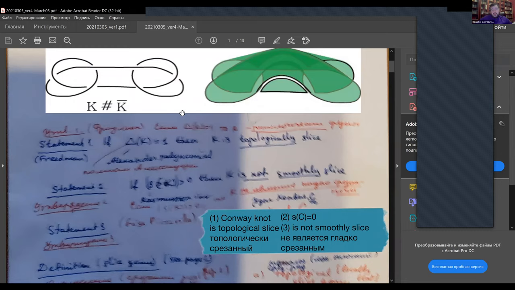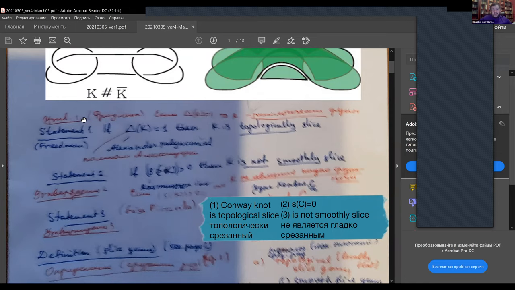So this is a smooth sliceness. And now what about topological sliceness? There is a very beautiful theorem due to Mike Freedman that if the Alexander polynomial is one, then actually our knot is topologically slice.